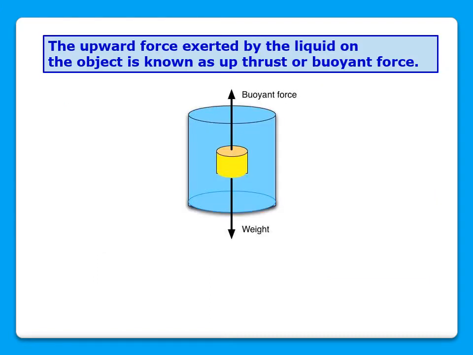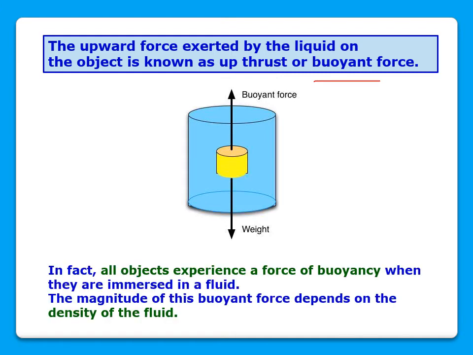Now here is the definition of buoyant force. The upward force exerted by the liquid on the object is known as thrust or buoyant force. This is the definition. All objects experience a force of buoyancy when they are immersed in a fluid. The magnitude of this buoyant force is not the same for all liquids. It depends on the density of the fluid.